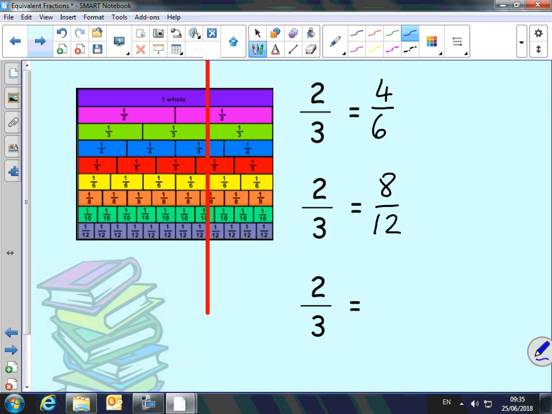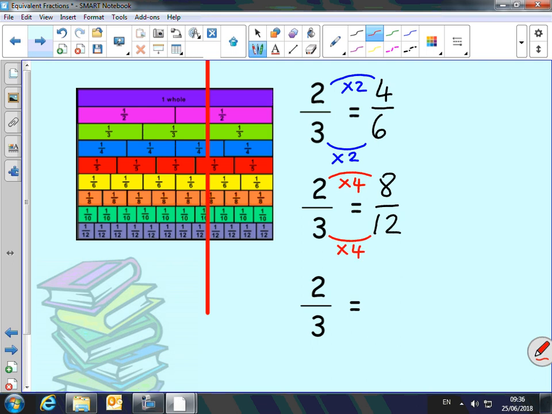So let's just double check. We say 2 times 2 gives us 4, and you do the same to your denominator, multiply that by 2 also. 3 times 2 is 6. The question below, 2 times 4 would be 8. 3 times 4 is 12.